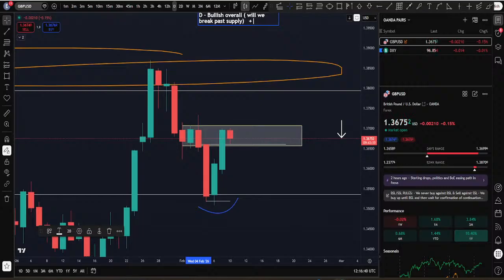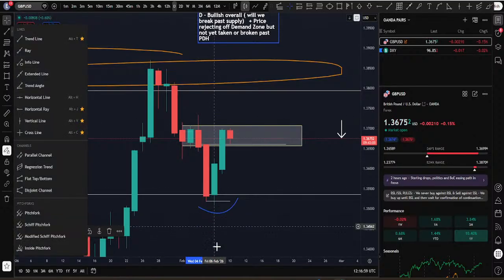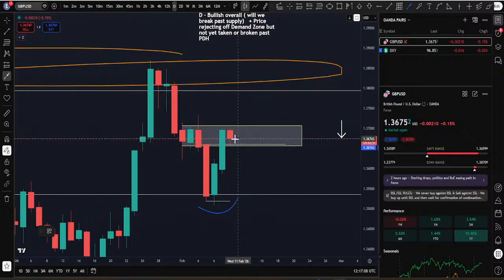Price rejecting off demand zone, but not yet taken or broken past previous day high. So we haven't been able to break through. This is what I'm trying to get you guys to see here, right? There's been no breakthrough. This is a very tricky chart today, I think. We haven't necessarily broken through and continued. So for me, it's tricky.